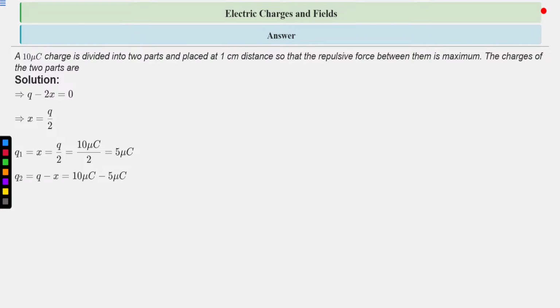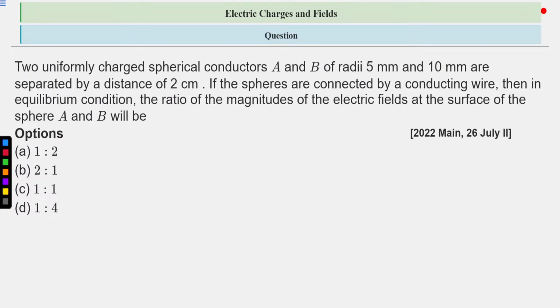And we can also find the charge on the second part, which is Q2 equal to Q minus X, and Q is 10 microcoulomb minus X. X here we have found to be 5 microcoulomb, and the charge on the second part is also 5 microcoulomb. So the force between them will be maximum when we divide it into equal parts having equal charge. So option C is correct. I hope you understood. So let's move on to the next question.